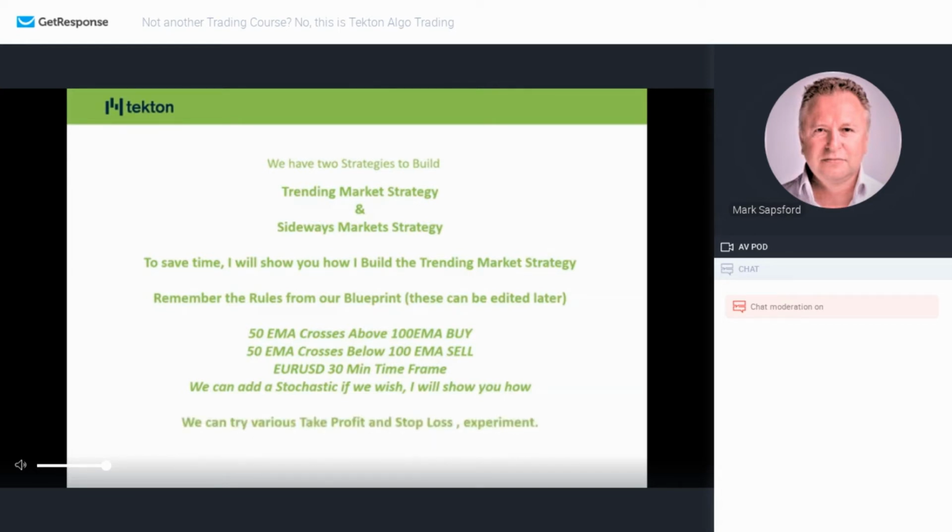We can try various take profit and stop loss. So this is where you put in your take profit level in pips and your stop loss in pips for each trade your strategy is going to take. But experiment, guys. I'm not going to tell you what to put. I'm going to use 20 and 60, for example, or 25 and 65. But please experiment. Use different settings. Use 30 and 30. Use 40 and 80. Whatever you want. Experiment. Let's do this now.